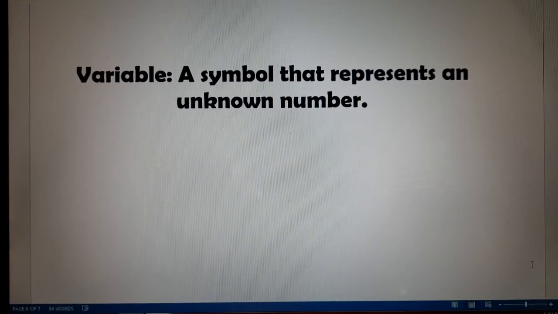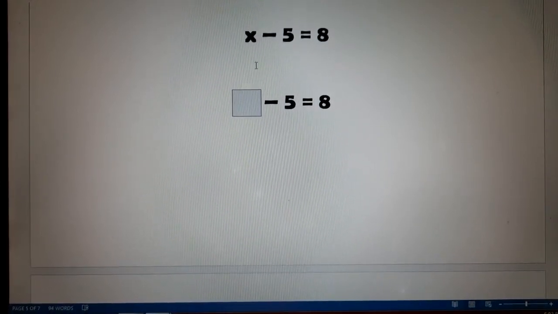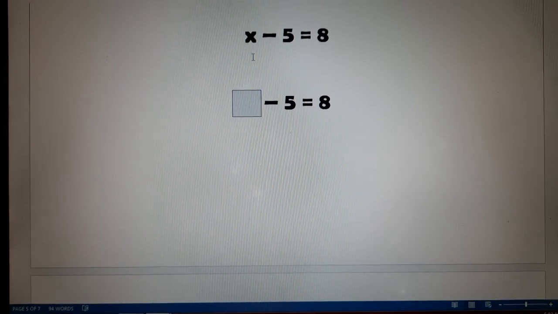Then you should know the meaning of a variable. Variable is a symbol that represents an unknown number. In this example, x is the variable. So solving this equation means finding the value of x.